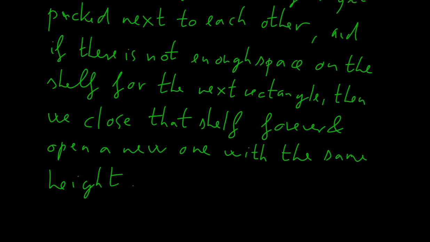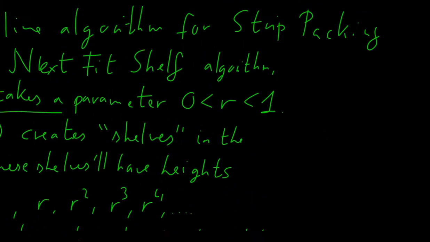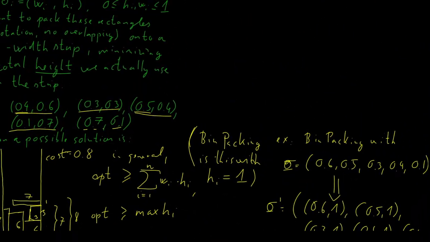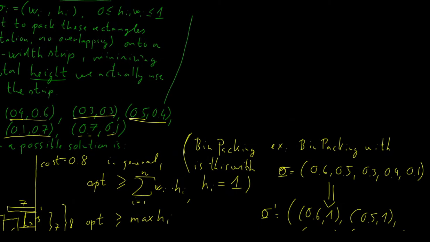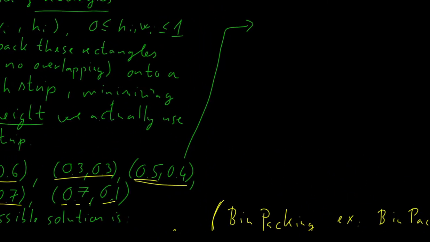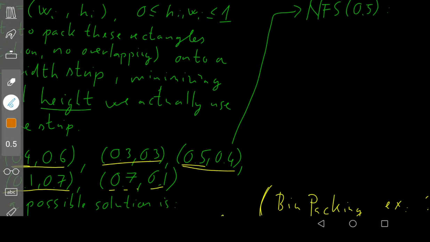And that's basically the only thing which we do. Now let's just construct an example for this. Just run this on our previous example. So for example, if we just run the next fit shelf algorithm with parameter 1/2, because it's easier to compute with powers of 2. How does it work? So the next fit shelf with a parameter of 1/2 on this input.